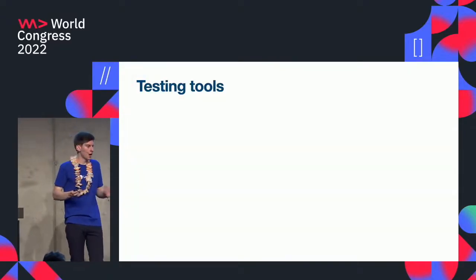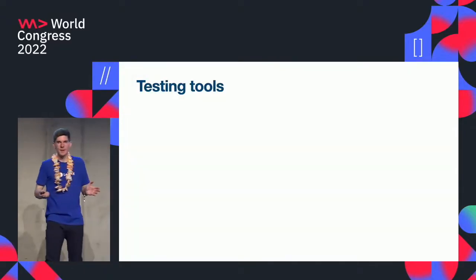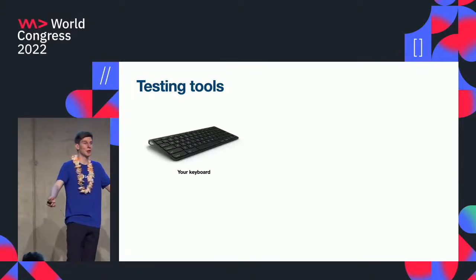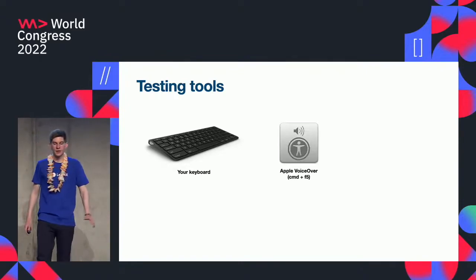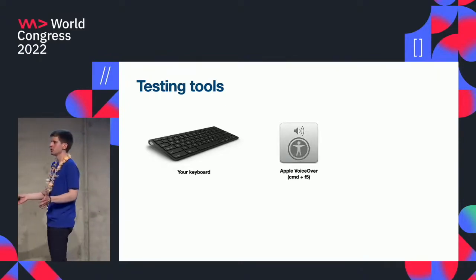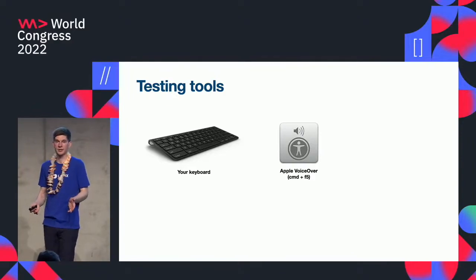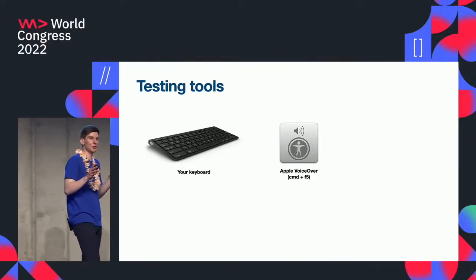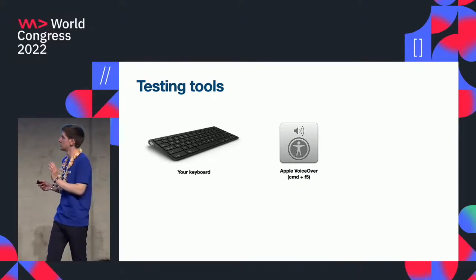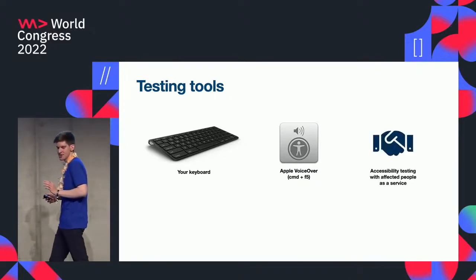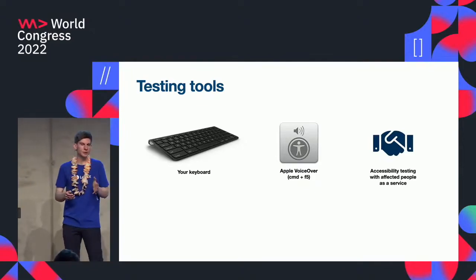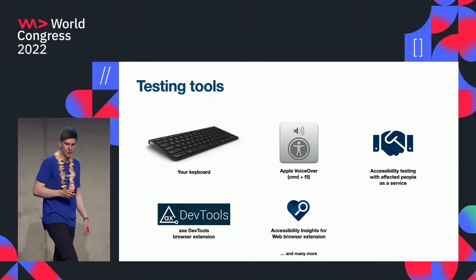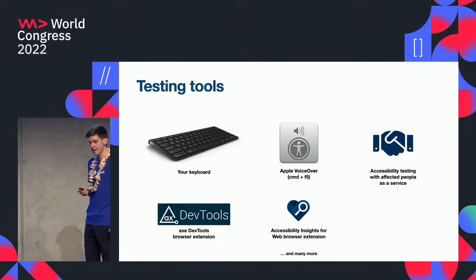And how can you test this stuff? So there's a few tools you have available. There's your keyboard. Just try using only your keyboard navigating the page. There's screen readers. For those of you who have used macOS, use Apple VoiceOver. You can activate it by pressing Command F5, read about the controls, and give it a try. It's fun. You can contract people who offer testing audits. And there's really nice browser extensions. My favorite one is XDevTools.